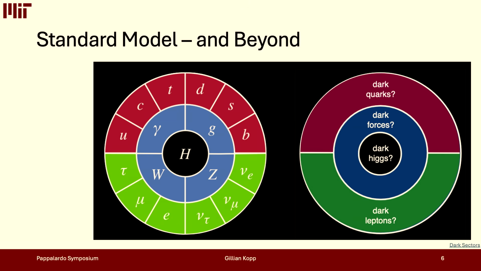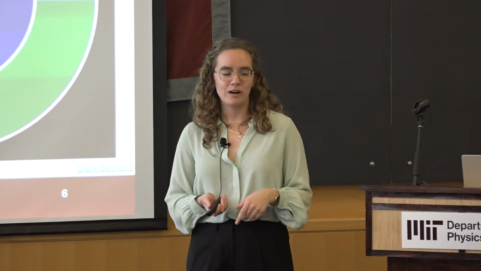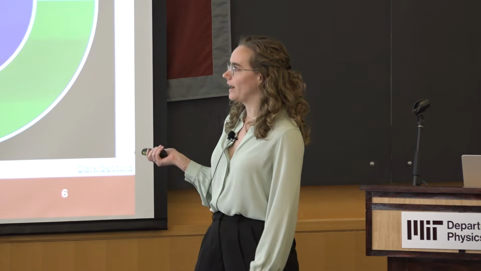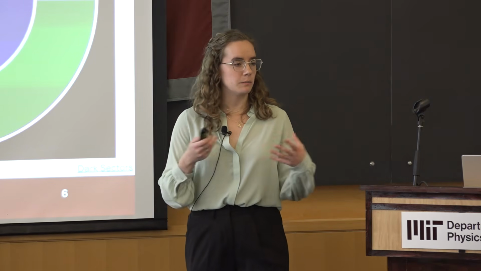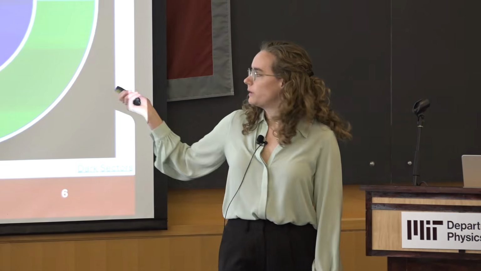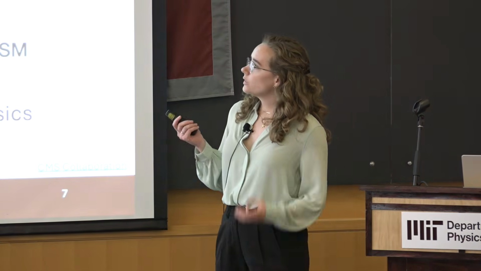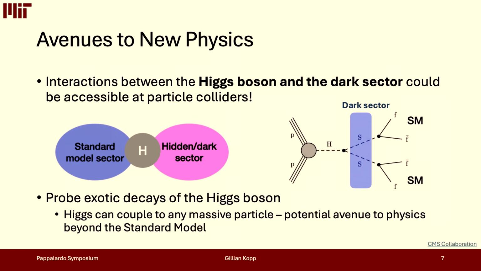The Higgs was actually originally postulated in 1964, the same year that Neil graduated here from MIT, but was only discovered in 2012 by 2 of the experiments at the Large Hadron Collider. And a lot of its properties mean that it could still have some sort of open decays that could be a window into this dark sector. So in particular, interactions between the Higgs boson and the dark sector could be accessible at particle colliders.